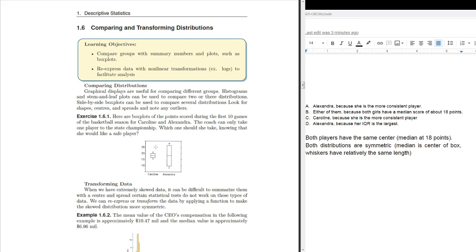So if we look at Carolyn's box plot, we see that she can score consistently between 15 and about 21 points, whereas for Alexandra, her points can range anywhere between 8 and about 27 points. So Alexandra has the larger spread or variation. And so if the coach wants to choose the safest player, then she should choose Carolyn because she is the more consistent player, as she has the least amount of variation with her points.